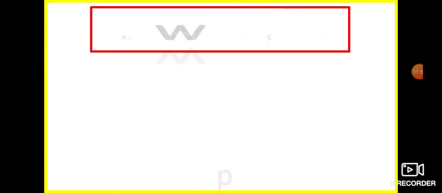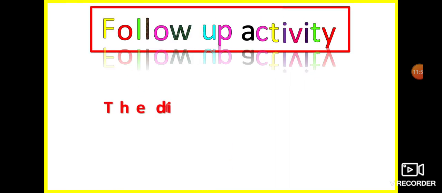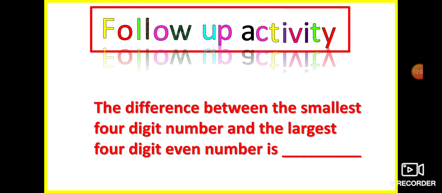Next you have one follow-up activity. The question is, the difference between the smallest 4-digit number and the largest 4-digit even number is dash. Listen, the largest 4-digit even number is dash.